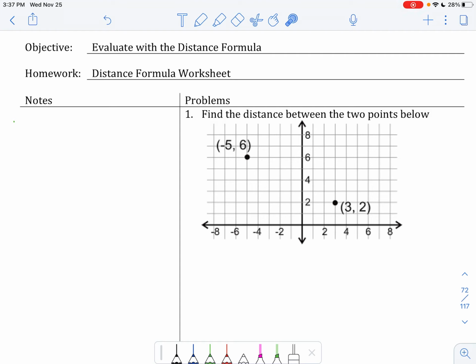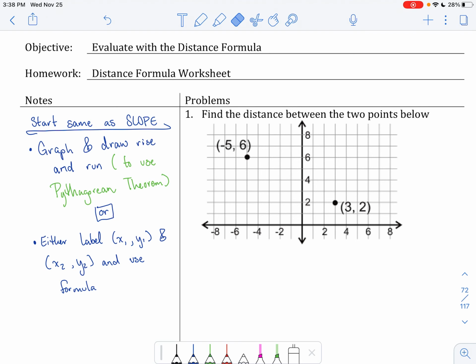Now, there's 2 different ways that you can do this. The first one is going to be just like slope, where we can draw a graph and draw in the rise and run. One thing I do say about this method is that a lot of times students will not read carefully and they will either do slope or they will do the distance formula. You want to make sure that you're reading. So in this case, it says distance. So we want our answer to be a decimal because we're going to do a square root. And if it's slope, your answer should be a fraction. So that's sometimes helpful to think about.